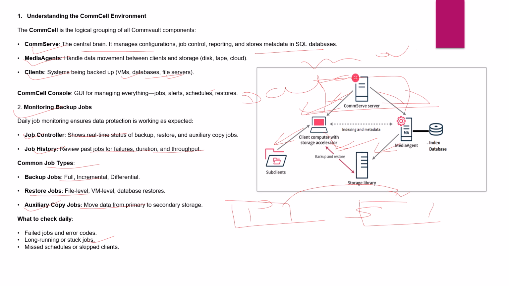If the interviewer asks what aux copy is, you just say that in monitoring backup jobs we check jobs from the job controller, job history, and the aux copy jobs. The interviewer generally asks what the aux copy jobs are. So you just tell them that moving data from primary to secondary is the work of the aux copy jobs.